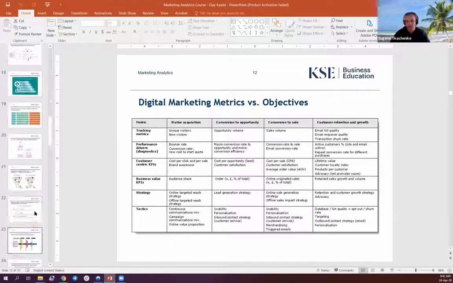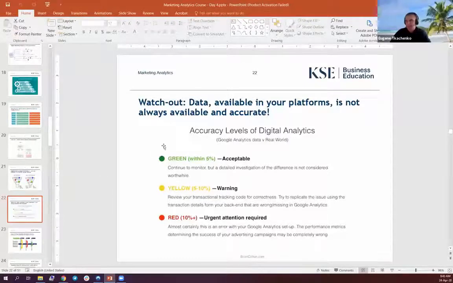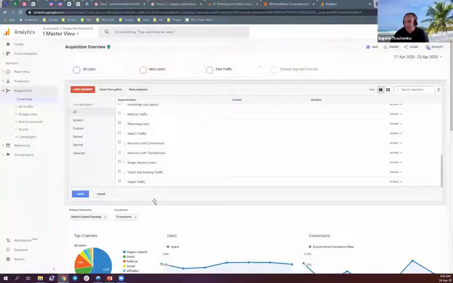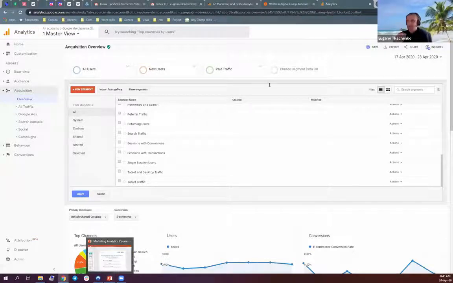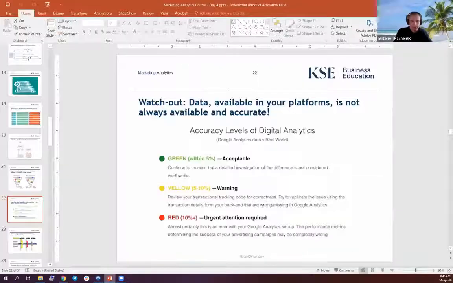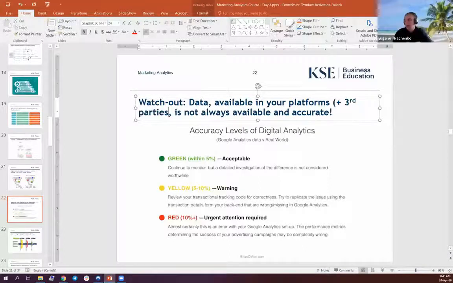But yeah, it's all part of what we will be discussing. So Kenneth, back to your question. Kenneth was asking about the reliability of information on all platforms. And basically, it's kind of an ongoing problem. So let me first of all just take you through this slide. Data available in your platforms, and let me add plus third parties, is not always available and accurate.